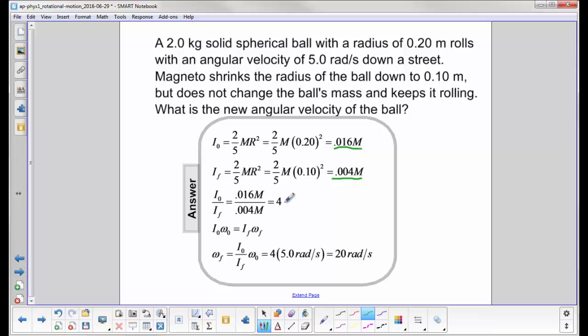Now we can go back here. We wanted to ratio these, but we didn't know whether to do IF over I0 or I0 over IF. Here you can see we want I0 over IF. So we do that, we find that ratio is 4, we plug 4 right into this, I0 over IF, and we get the new angular velocity is 20 radians per second.